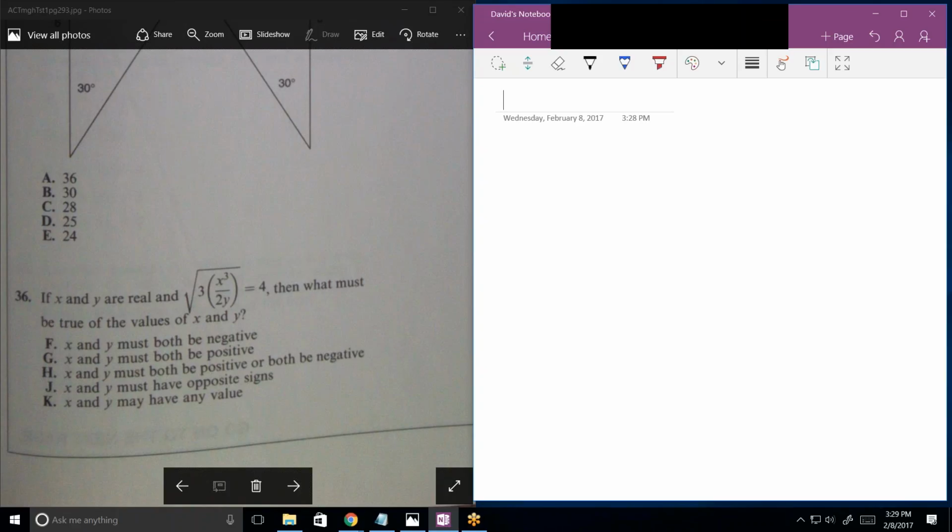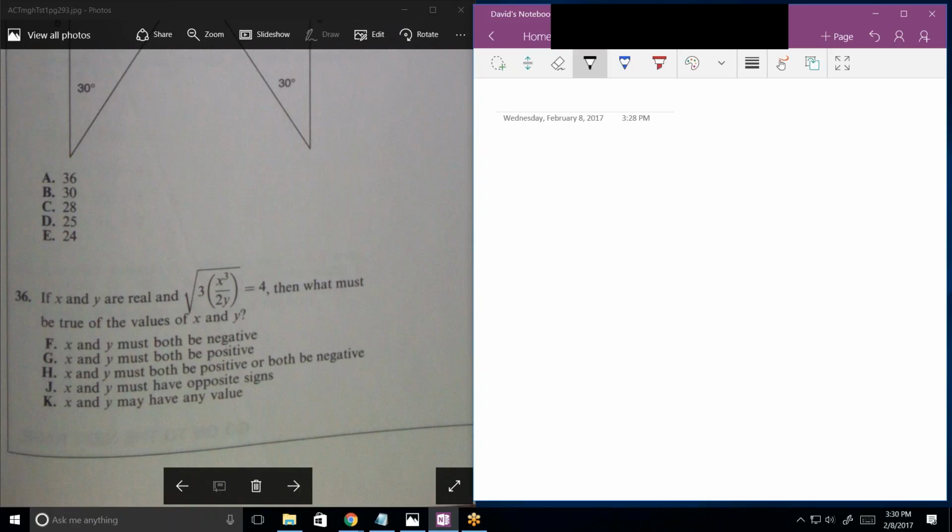I see how that goes. In other words, you can't really say F is true. They don't have to both be negative. You can't say G is true. They don't have to both be positive. What they have to both be is either both positive or both negative. Okay, yeah. And notice that you don't really have to solve this.